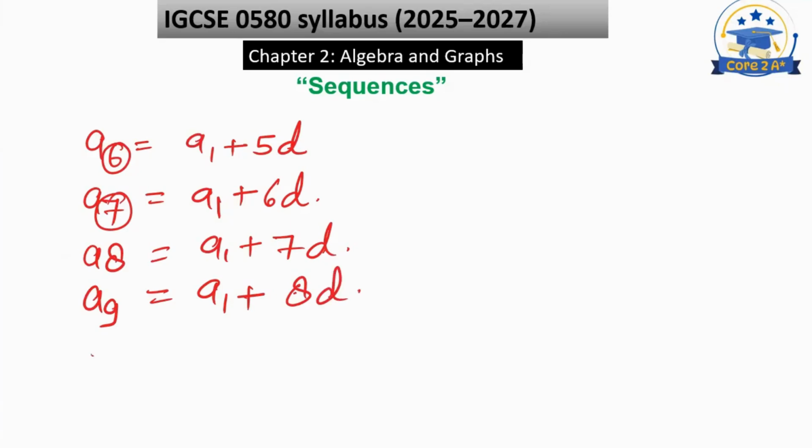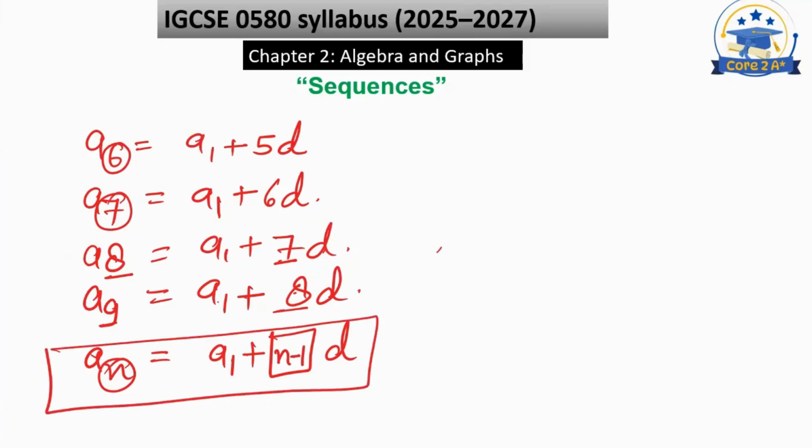Similarly, if I want to write for AN, what would it be? A1, just copy and paste it down. D, just copy and paste. Plus, also plus. And what should I write over here? If there was 9, just subtract 1 and write it here. If there was 8, we subtracted 1. Similarly, if here we have N, subtract 1. N minus 1. Did you get that? This is your general form. AN is A1 plus N minus 1 into D.